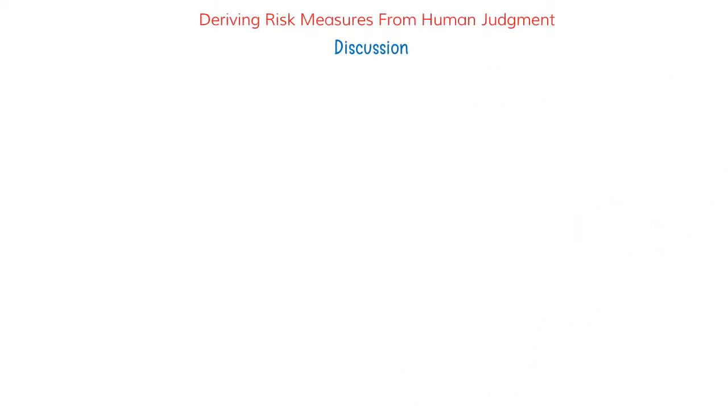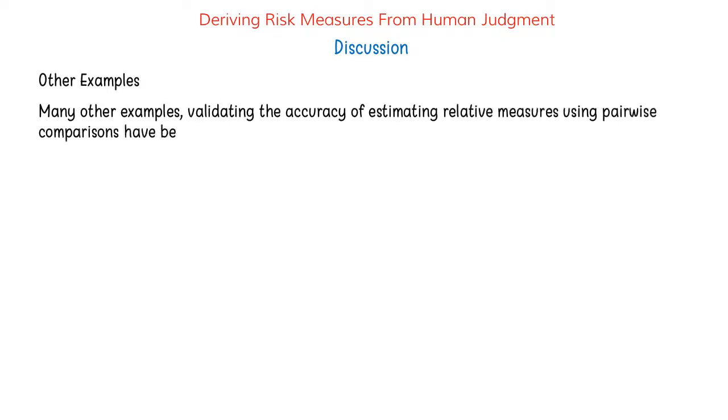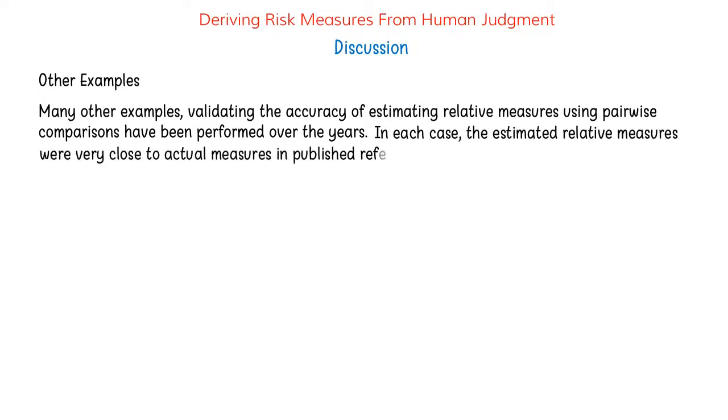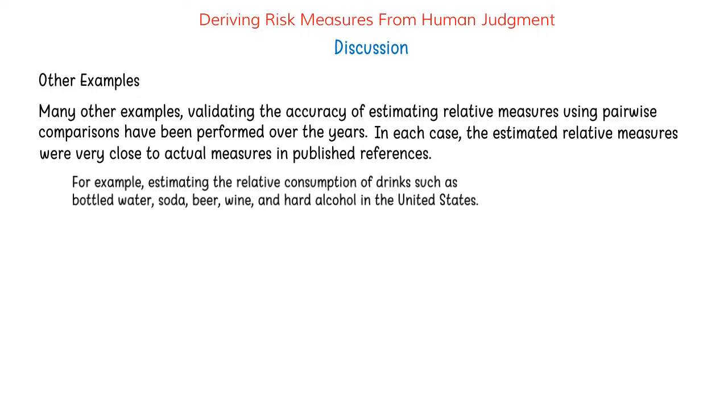Discussion. Other examples. Many other examples, validating the accuracy of estimating relative measures using pairwise comparisons have been performed over the years. In each case, the estimated relative measures were very close to actual measures in published references. For example, estimating the relative consumption of drinks such as bottled water, soda, beer, wine, and hard alcohol in the United States.